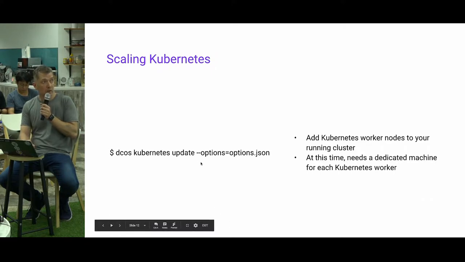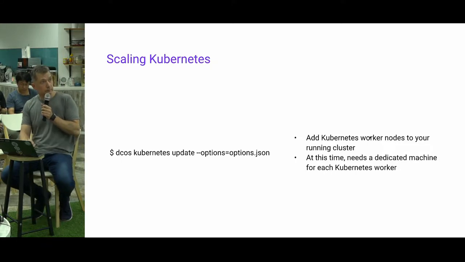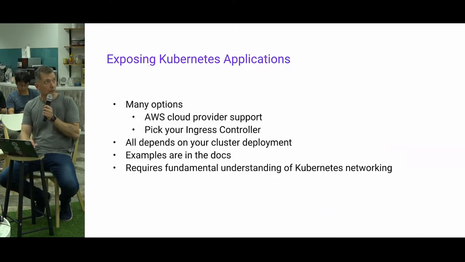Specifying options like that, you can add more worker nodes to your Kubernetes cluster. So, to expose a Kubernetes application, we totally support Amazon as a cloud provider. So PVC services and ELB load balancers are supported there. Any ingress controller will work there.